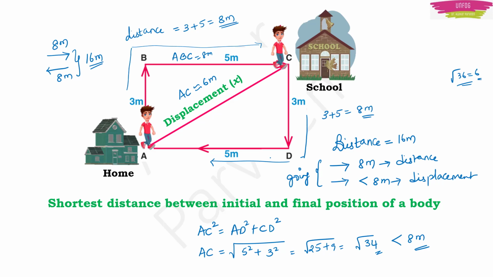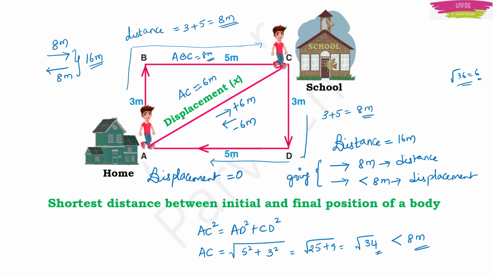Okay. Now, in distance, direction is not mattering. Correct? Because see, while going also, he is doing 8 meters. While coming also, he is doing 8 meters travel. Correct? But in displacement, while going, he did plus 6 meter. And while coming, he did minus 6 meter. If I take the situation wherein he is going and coming back to home, in that situation, the displacement will be equal to 0.